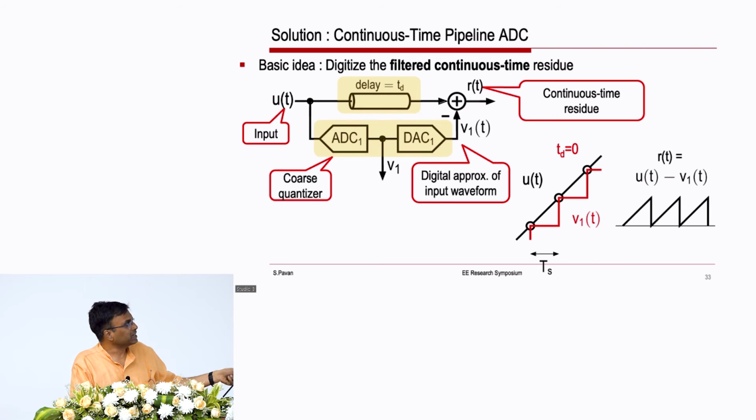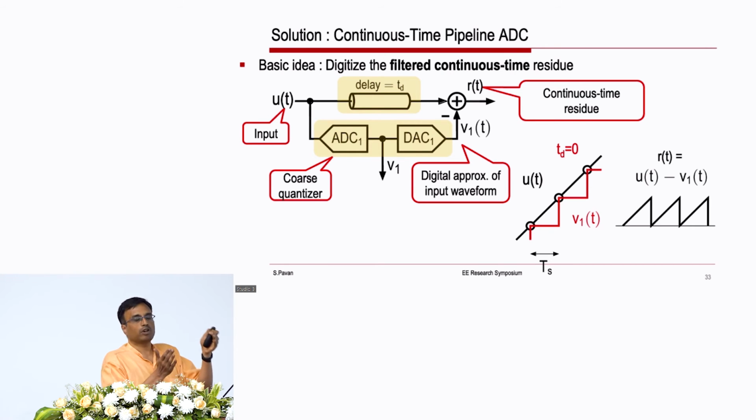So, to see why you need the delay, let us assume that this U of t is a very slowly varying ramp signal as shown in black, and V1 of t is a digital approximation. So, it is a staircase waveform like that. The difference between U of t and its approximation is this sawtooth like waveform, as you can see there. Even visually, it is apparent that V1 of t is a delayed version of U of t.